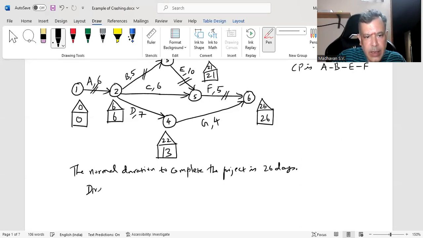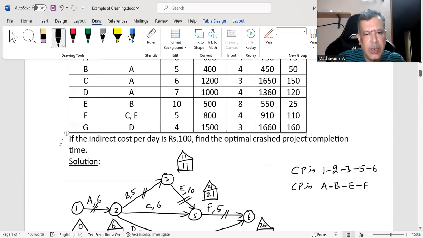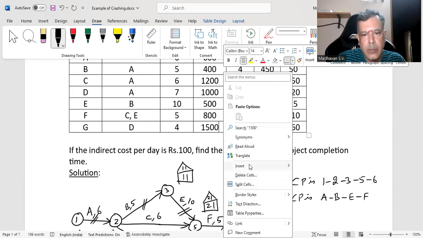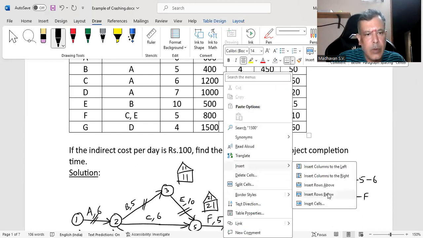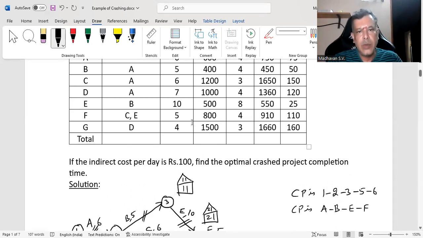First we will calculate direct cost. Direct cost is nothing but total normal cost, which is given already in the question. We need to add and see how much it is. Let me just introduce one row here. So here I will write total. Here we are going to calculate the normal cost total.